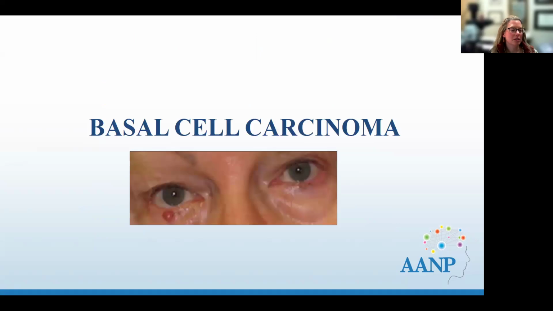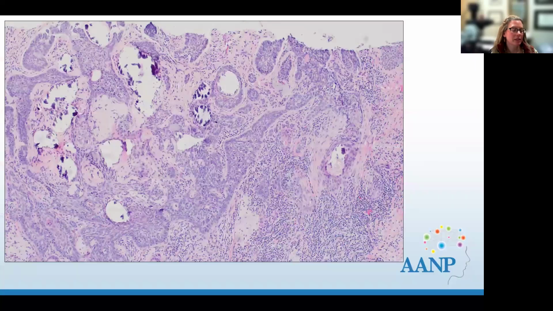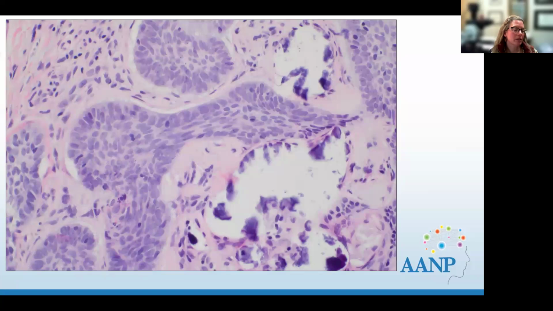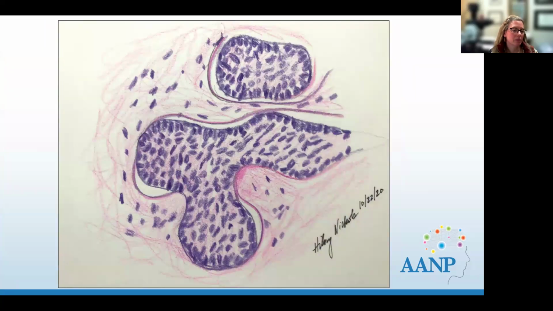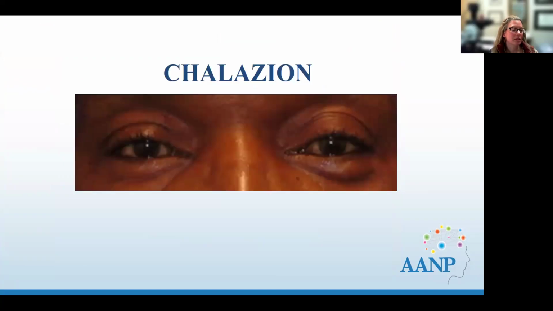Then we have basal cell carcinoma, which everyone knows well. Has this basaloid architecture that connects with the surface, often cystic spaces, calcification, and it has this picket fence palisading along the side, which often pulls away and creates that artifactual separation between the stroma and the cells. You can see that here in the artwork. And then this is the most common malignant tumor of periocular skin, not squamous cell, but basal cell. So you'll see a lot of these. There's another representation. So then chalazion.